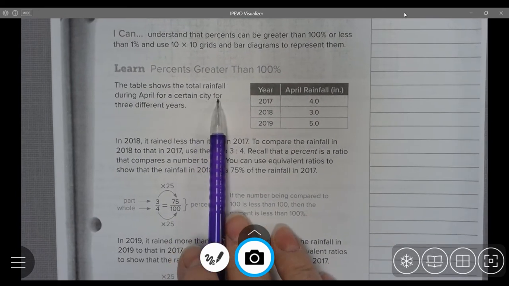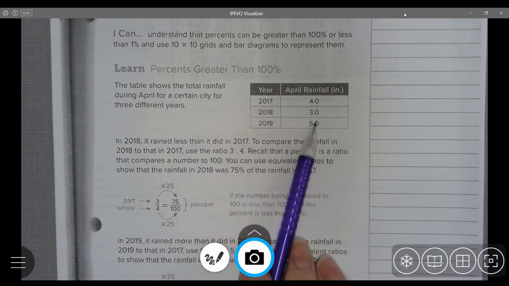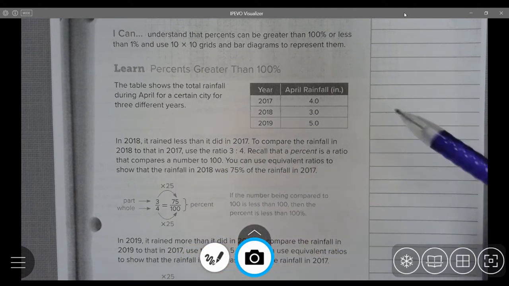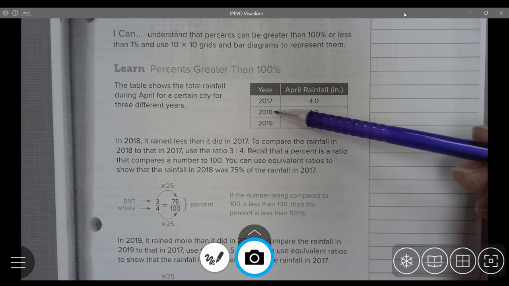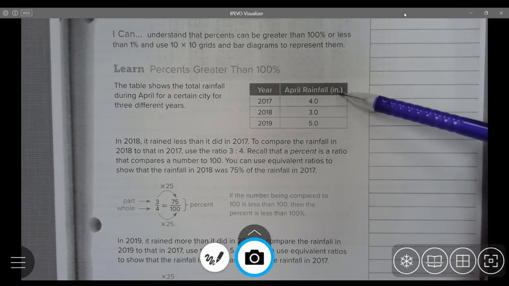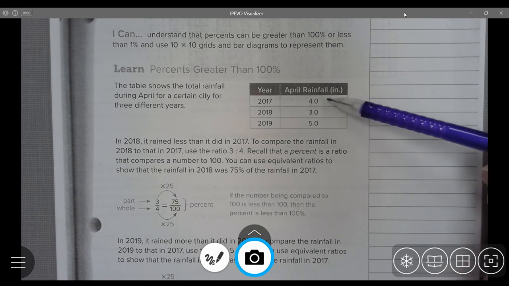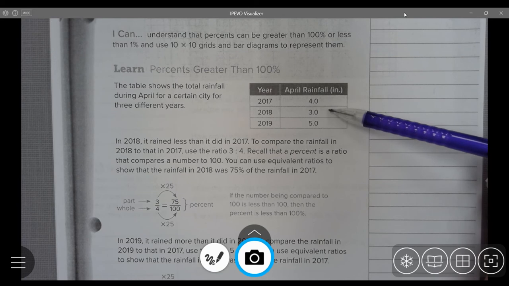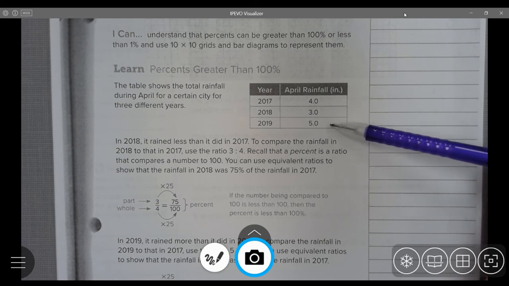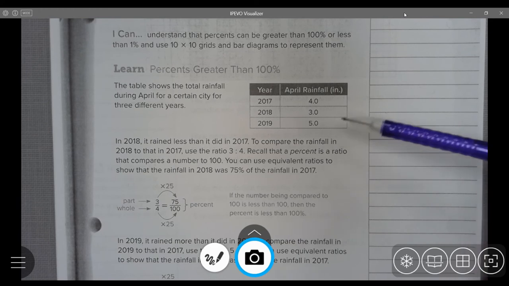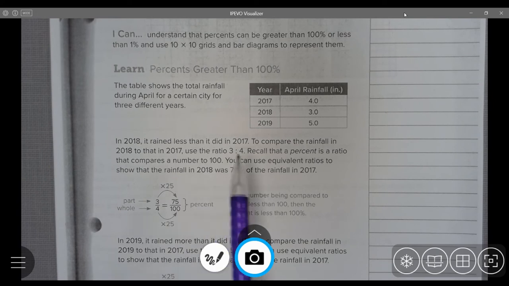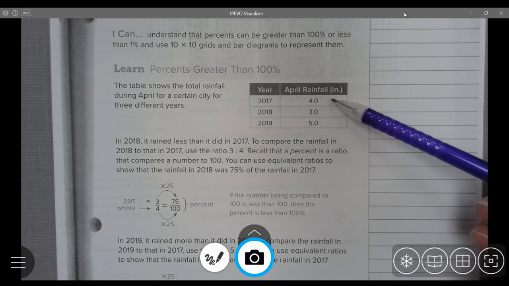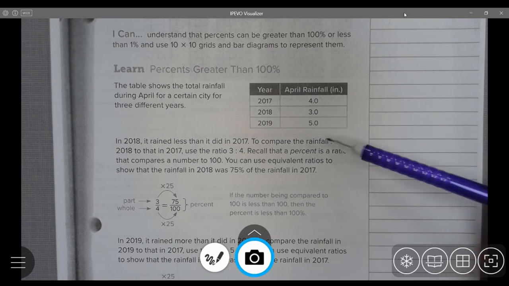So the tables here show the total rainfall during April for a city in 3 different years. If I look at this table, I have April rainfall, year 2017, 2018, 2019. And it says IN, that is the abbreviation for inches. So in 2017, April rainfall was 4 inches. 2018 rainfall was 3 inches. 2019 in April rainfall was 5 inches. In 2018, it rained less than it did in 2017. So 2018 is less than 2017. So 3 is less than 4.